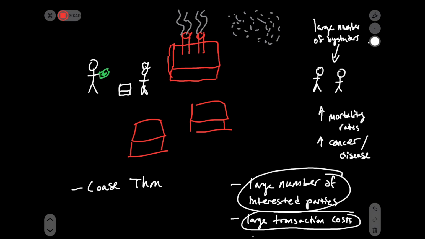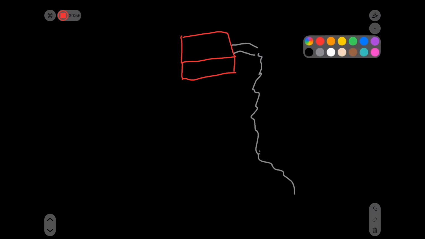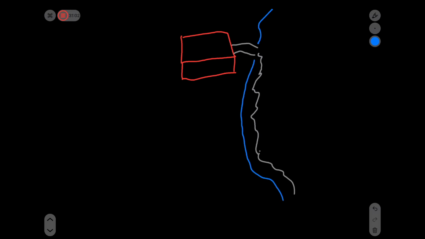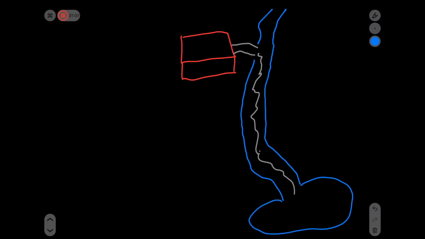But let's suppose that there's a factory that's dumping some chemicals into a local river. Okay. And this flows out into a lake. And we've got some fishermen here. Maybe a fishing community. And they're down here.